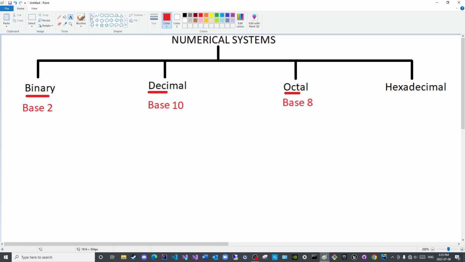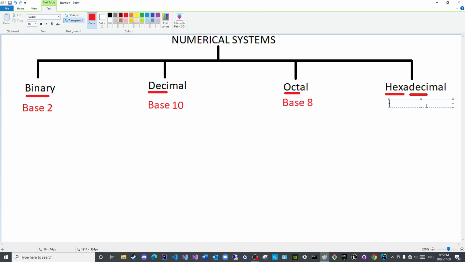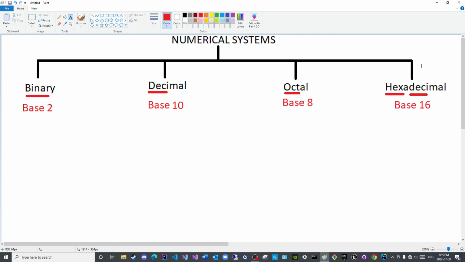And finally, here we said this is 10. And then you have hex, which is 6 in Greek. So 6, 10, which means 16. So base 16. So these are the different numerical systems that we have.